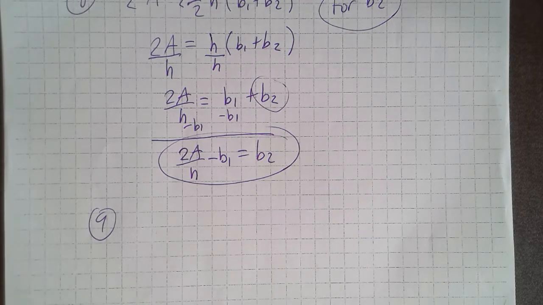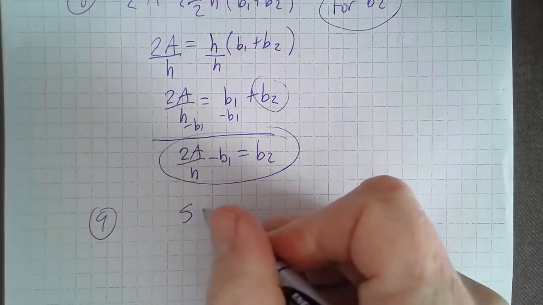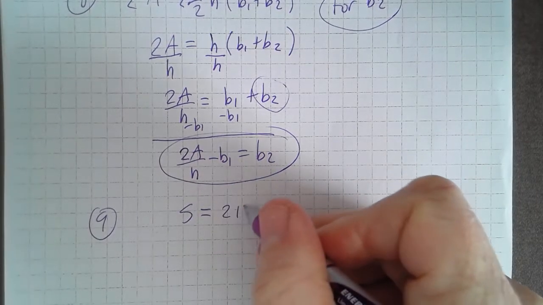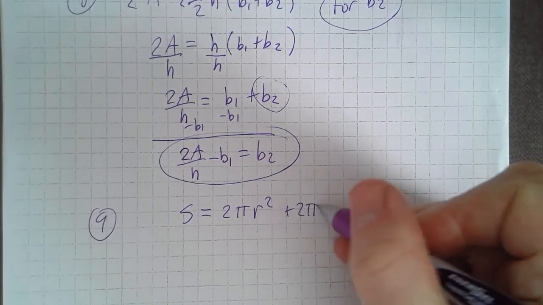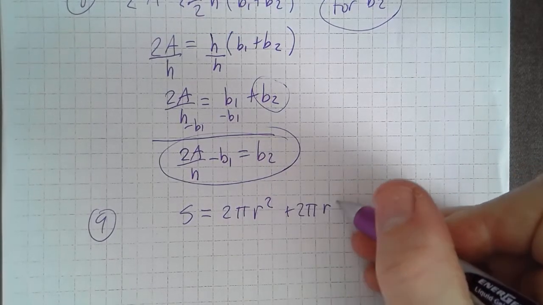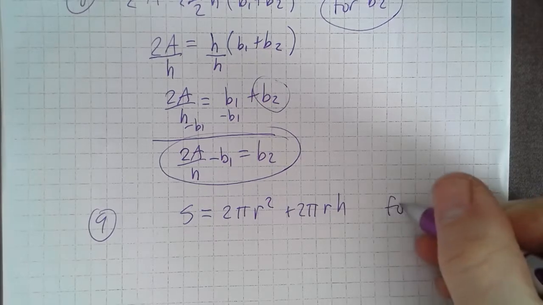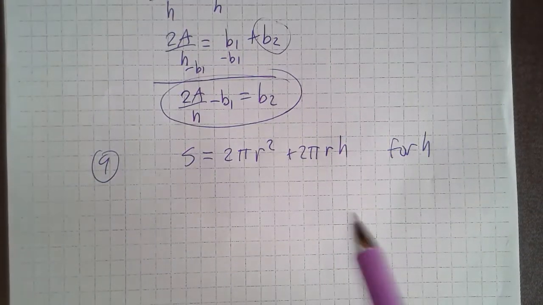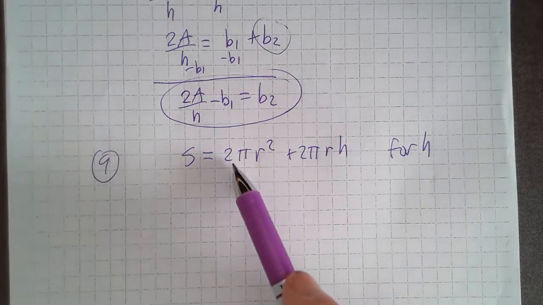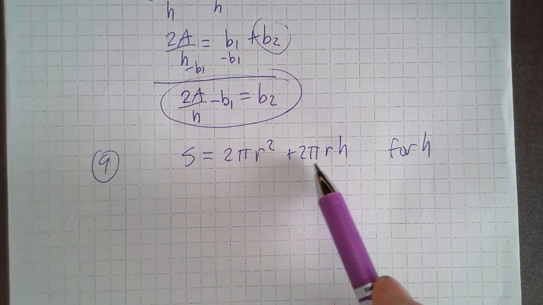This would be, I believe, a surface area question, so it's a geometry question. S is equal to 2 pi r squared plus 2 pi r h. We're going to solve for h. This would be a geometry question that you'd manipulate around.